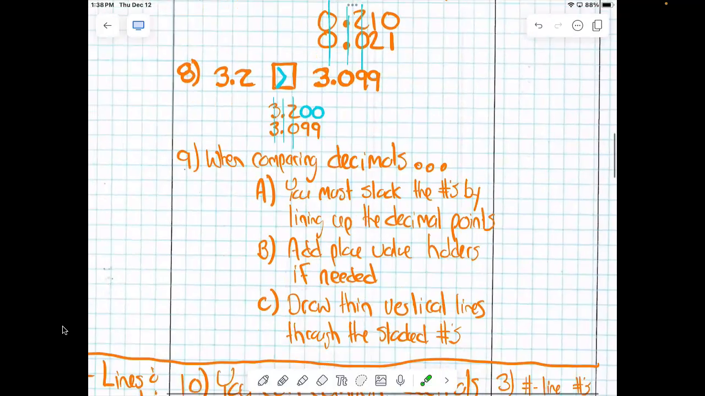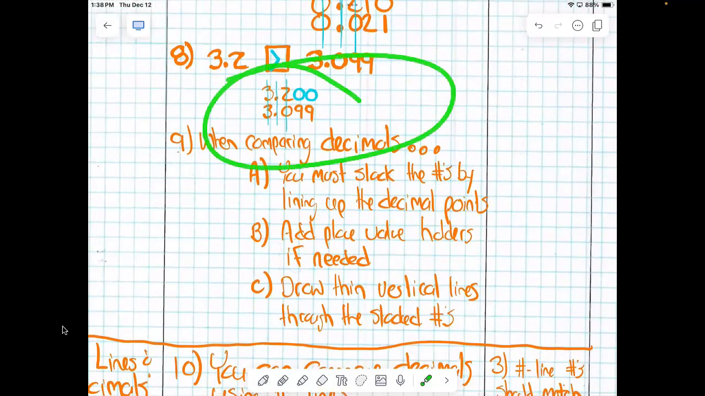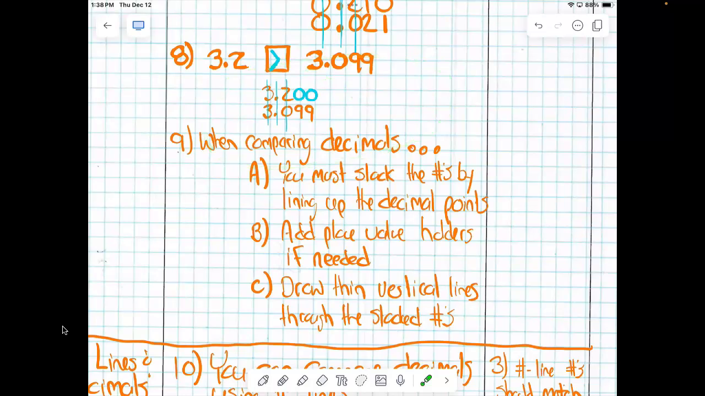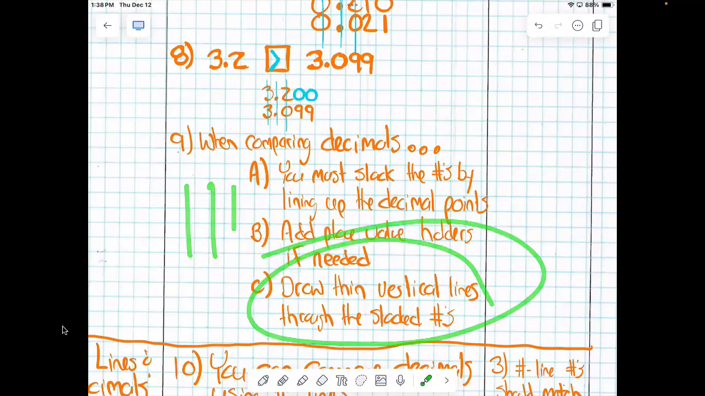Yes. We good? Yes. Here are our comparing decimal rules. Step 1, you must always stack the numbers by lining up what? Decimal. Step 2, if needed, what do we add to our stacked numbers? Place value holder. And then, once we have everything evened out, we have our place value holders, we start drawing thin vertical lines through the numbers to compare them. True or false? True.